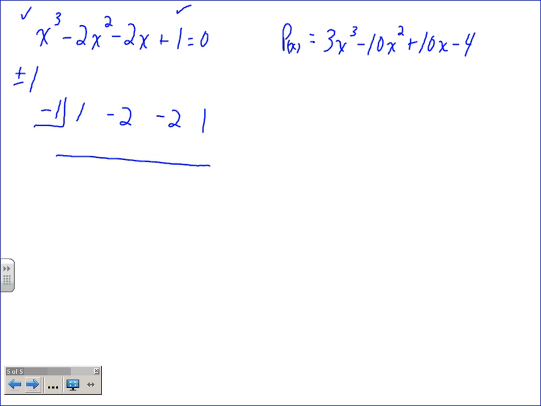We think it's going to be rational. It looks like it's -1. Yes. So now I have x squared minus 3x plus 1. And guess what? It doesn't factor. It doesn't factor. So what are those other two zeros?